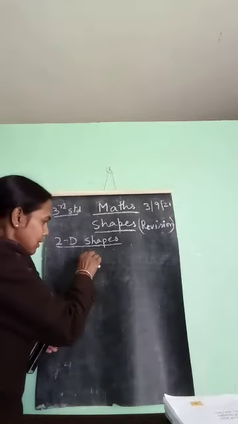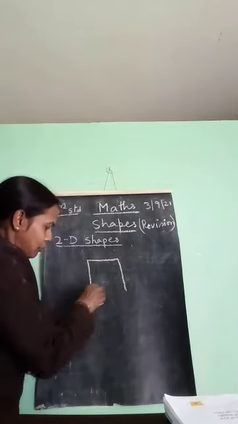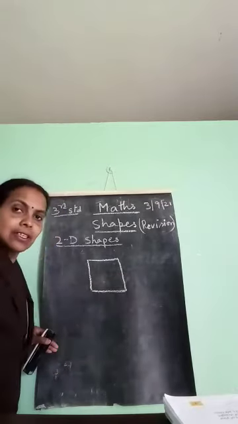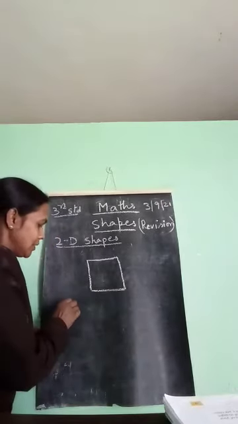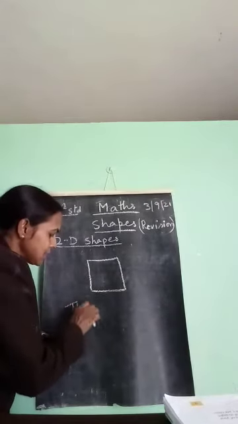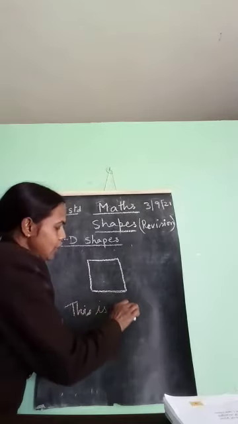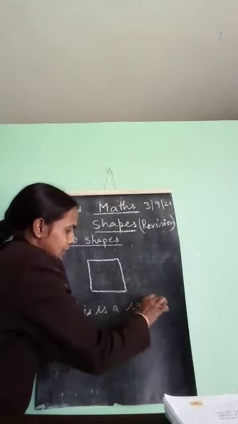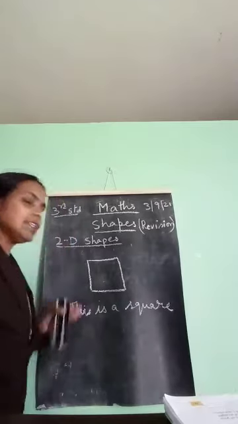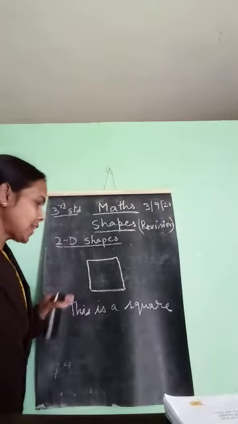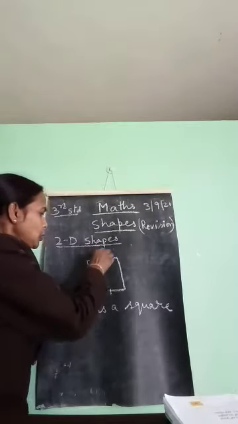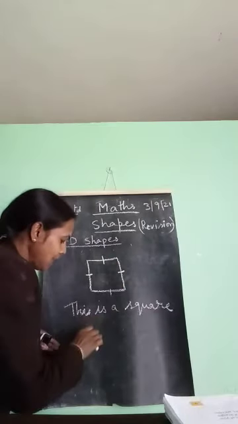I'm drawing one plain figure. What is this? This is a square. This figure is square. It has four sides. 1, 2, 3, 4. Sides are 4.